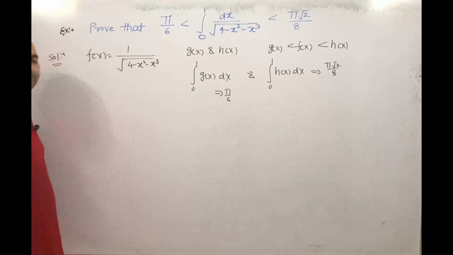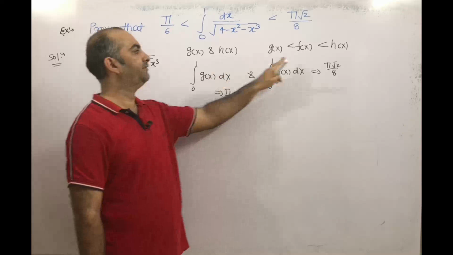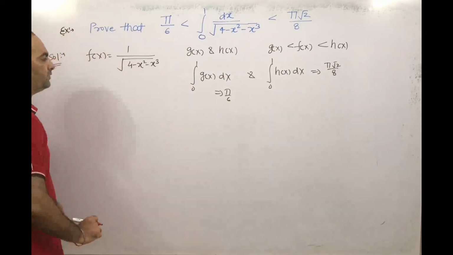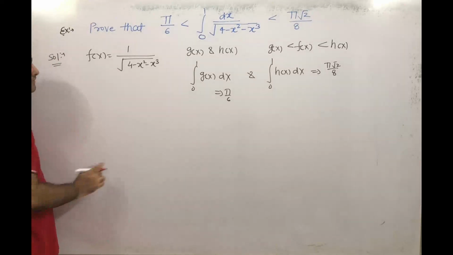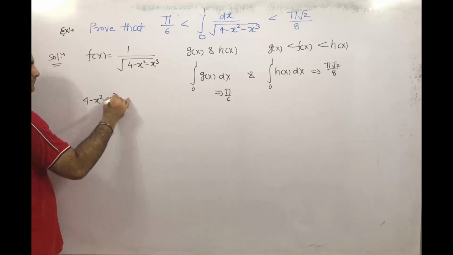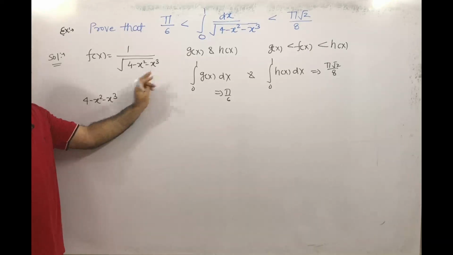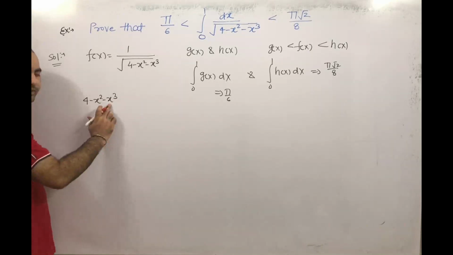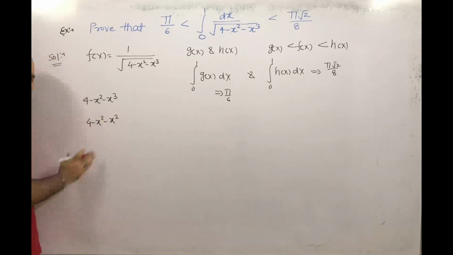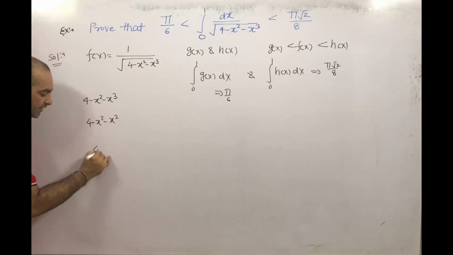So we want functions g(x) and h(x) in such a way that f(x) lies between g(x) and h(x) and integration should be possible. f(x) is this one. So first thing, we take the denominator 4 minus x square minus x cube. This integration we can't do because x cube is there. Now if instead of x cube I put x square, what will come? 4 minus x square minus x square. This type of integration we can do. And second, if we remove x cube, what will come? 4 minus x square.